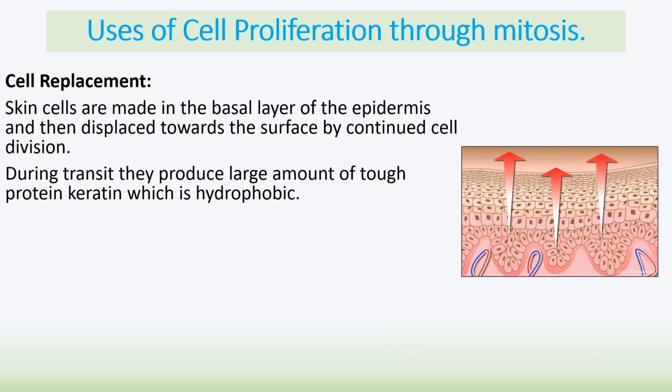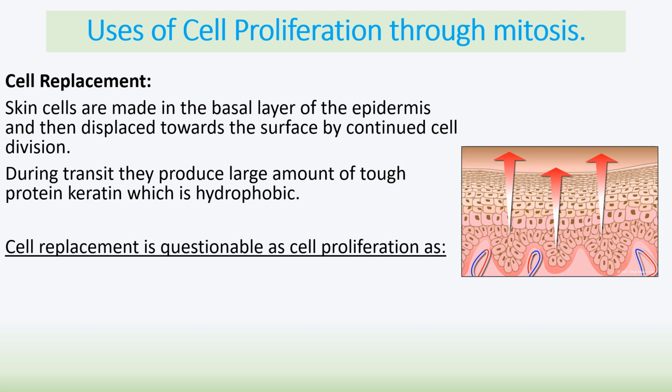We also use mitosis in cell replacement. As you'll be aware, skin cells are being replaced constantly, and they're actually made in the basal layer of the epidermis, down here, and they are constantly displaced towards the cell surface by continued division, as cells produced after push them outwards. During the transit, they produce a large amount of tough protein, keratin, which is hydrophobic and prevents water getting into the body. Cell replacement is questionable as cell proliferation, as cell production is not faster than death.